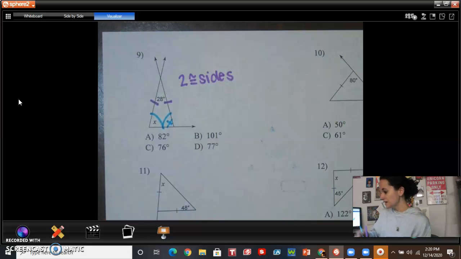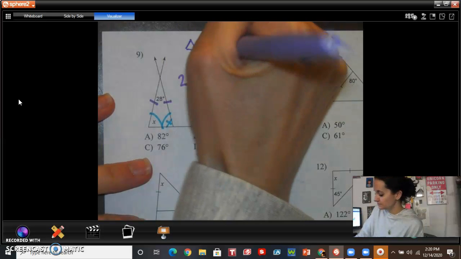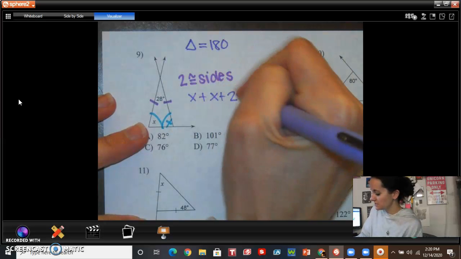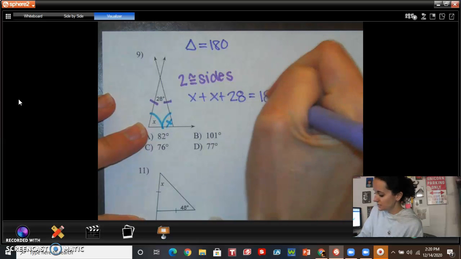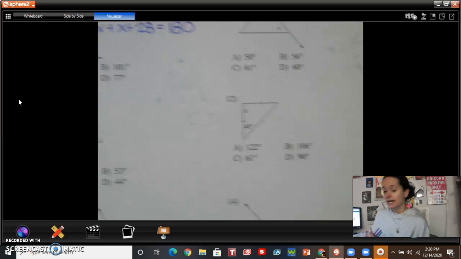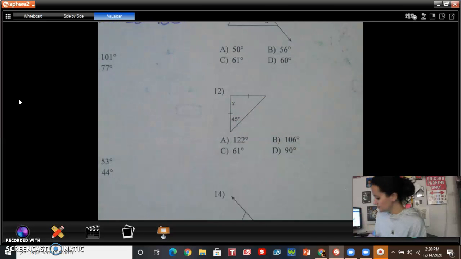And now you have to think back to the section before this, whenever we classified triangles and found their angle measures inside the triangle. Remember, a triangle equals 180 degrees. So I'm going to say X plus 28 equals 180. That is also going to happen in number 10, not in number 11. Number 12, you're going to add to equal 180, but this time our 45s are the congruent angles.